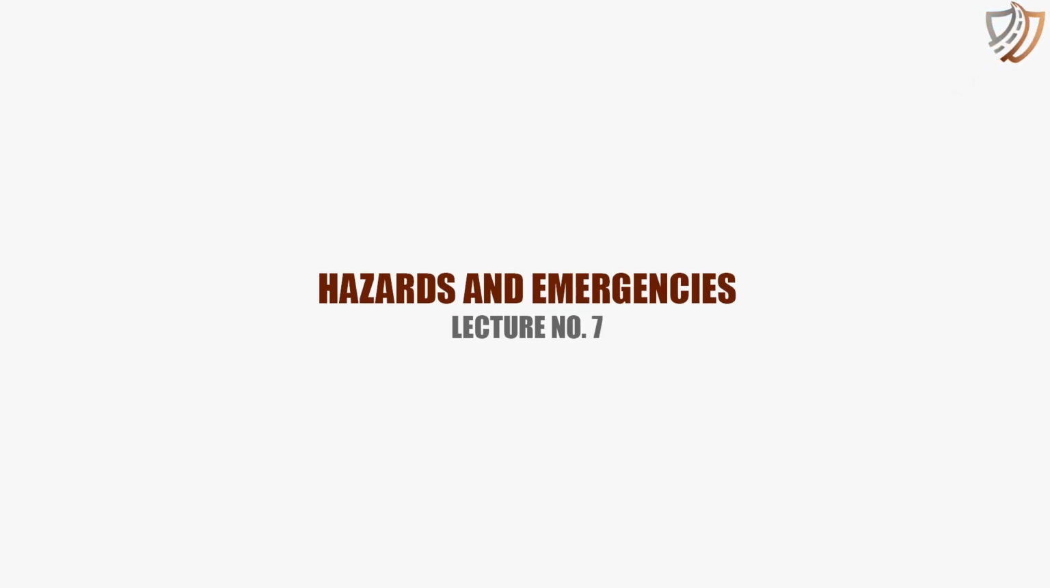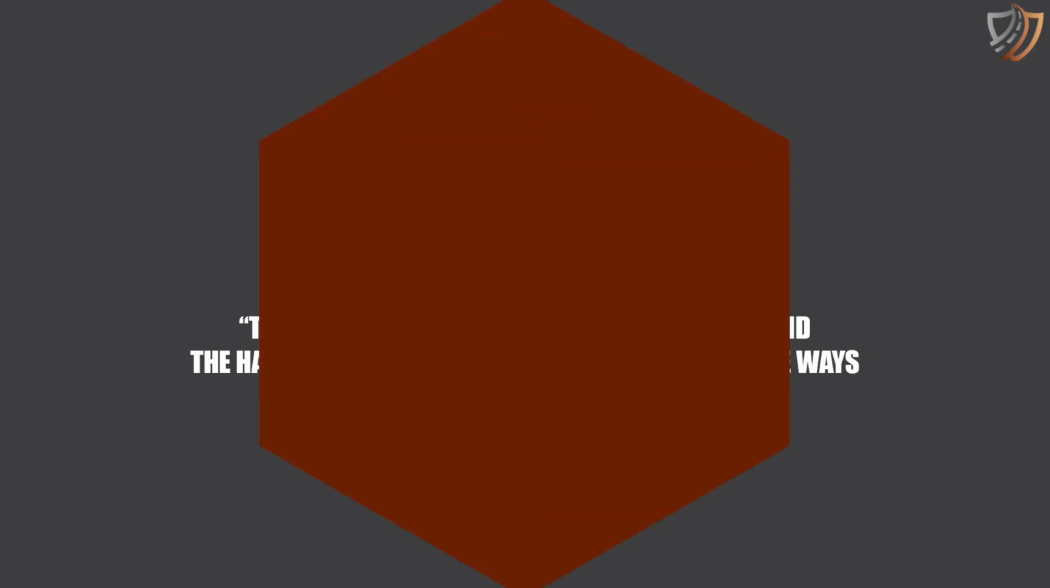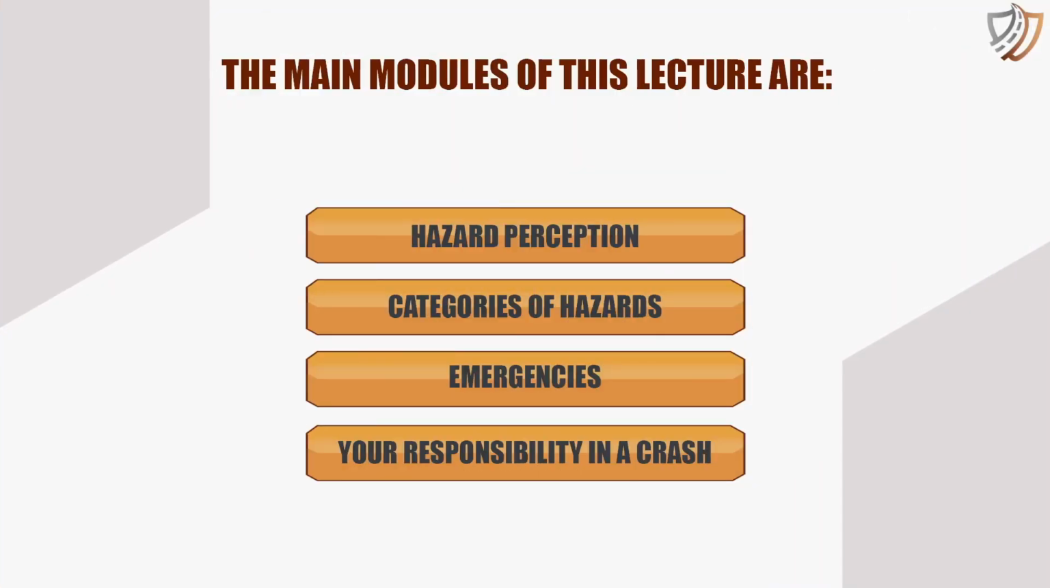Hazards and Emergencies. Lecture number 7. Objective. The objective of this lecture is to understand the hazards and emergencies on the road and the ways to deal with them to stay safe. The main modules of this lecture are hazard perception, categories of hazards, emergencies, your responsibility in a crash. Let's start with the first module, hazard perception.